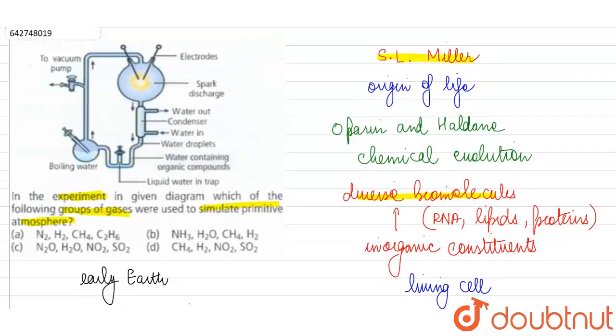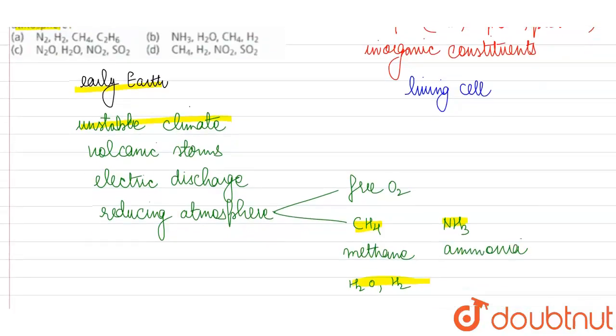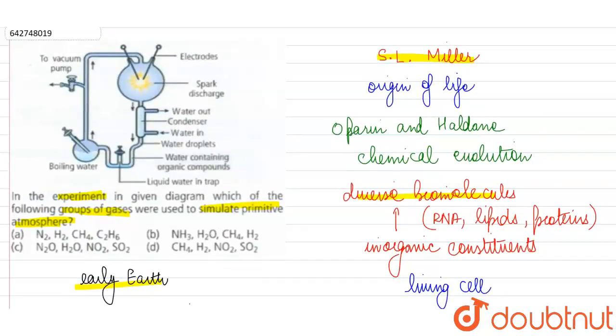Now, S.L. Miller carried out such an experiment where he recreated the conditions of early Earth or simulated the primitive atmosphere on a laboratory scale. So he placed these gases which were present in the atmosphere of the primitive Earth into a closed flask, and there he created the unstable climatic conditions also. There was electric discharge, the temperature was kept very high at around 800 degrees Celsius.